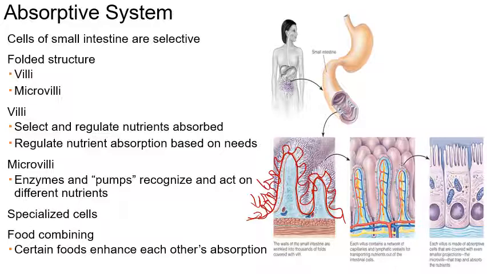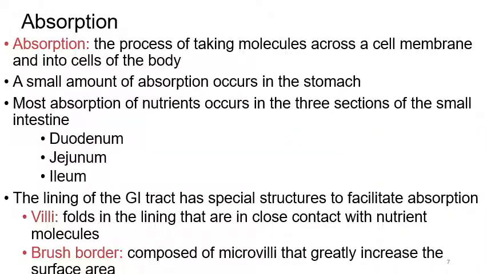As far as food combining, certain foods enhance each other's absorption too. Absorption is the process of taking molecules across the cell membrane and into cells of the body. A small amount of absorption occurs in the stomach, but most of it occurs in the small intestine. So the small intestine has three sections. If you remember, I mentioned DJI: duodenum, jejunum, and ileum.